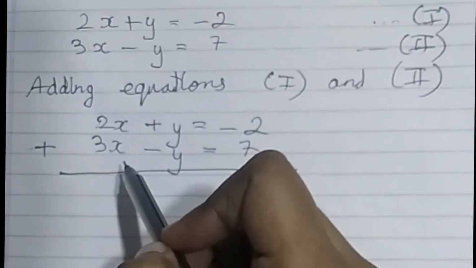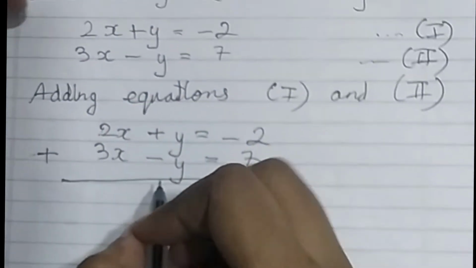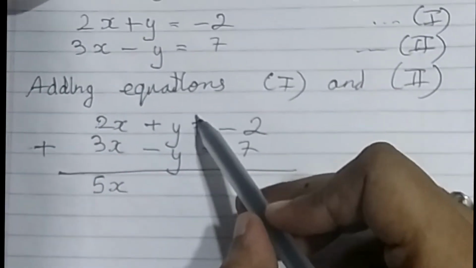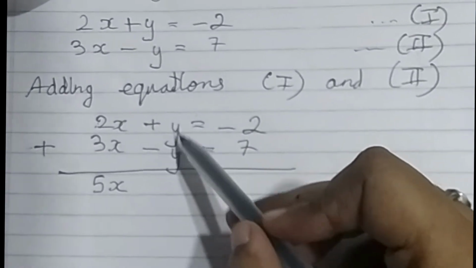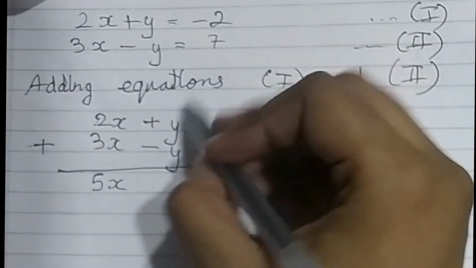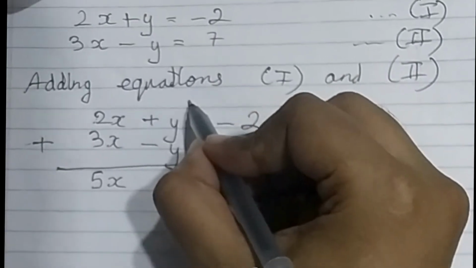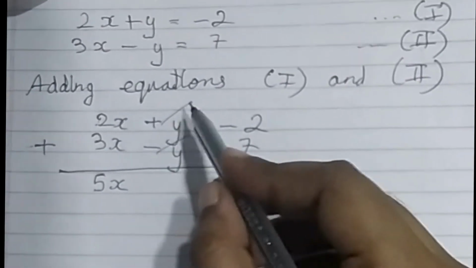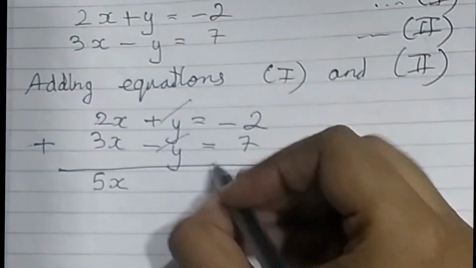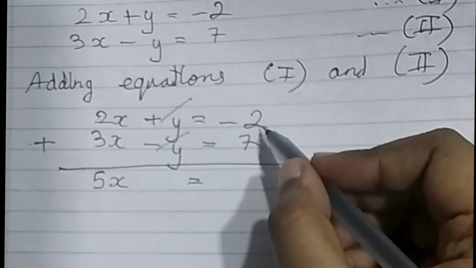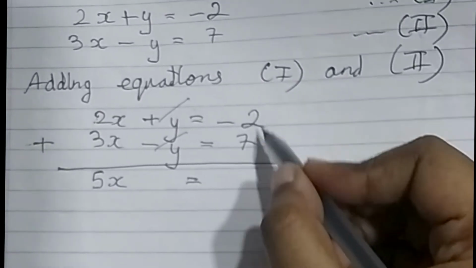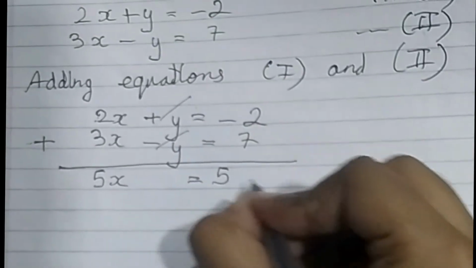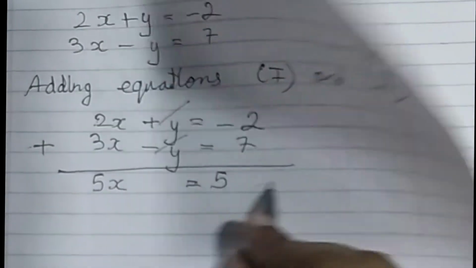2x plus 3x, the answer will be 5x, and here plus y minus y. Both will get cancelled. We will just put a single line. Don't cut it, just put a single line. It is understood that it will get cancelled. Equal to minus 2 plus 7. So what is the answer? 7 minus 2, that is 5. So what we have got here is 5x equal to 5.